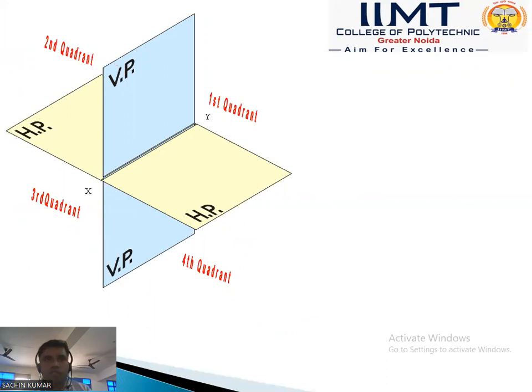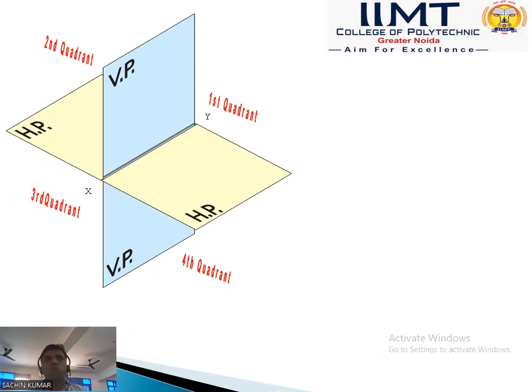In the second quadrant system, the object lies above the HP and behind the VP. If any object lies in the third quadrant, the object is below the HP and behind the VP. If the object lies in the fourth quadrant, then the object lies below the HP and in front of the VP.